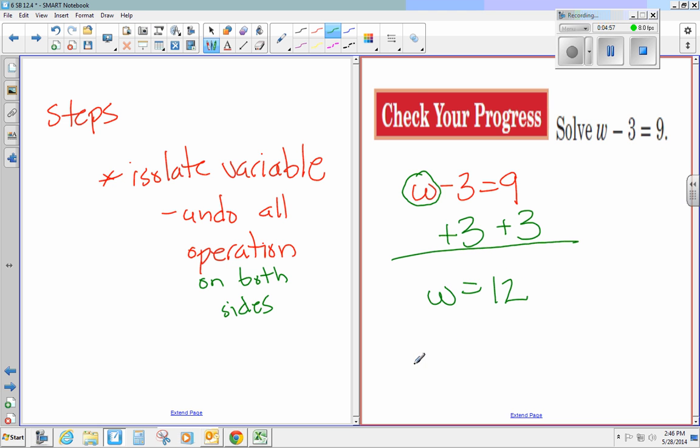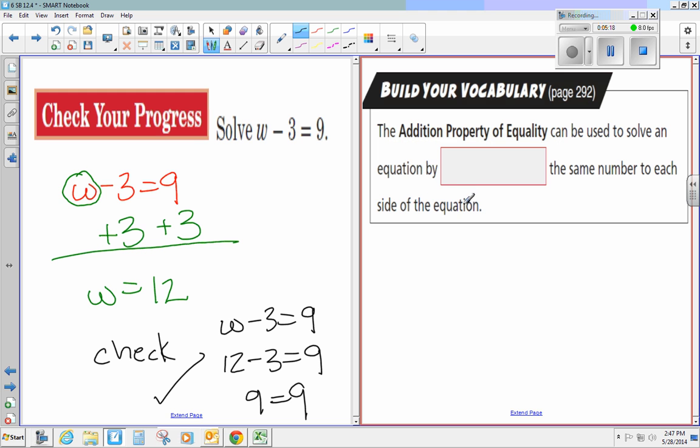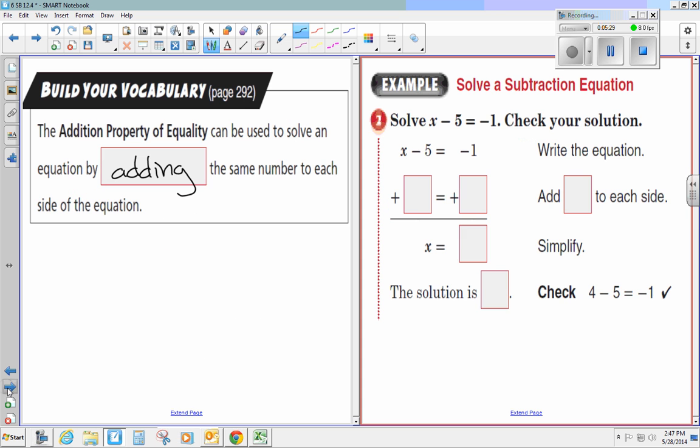And of course, you should always try to check to make sure you did it right. So check. W minus 3 equals 9. Well, we're saying W is 12. 9 equals 9. It works. Addition property of equality can be used to solve an equation by adding the same number to each side of the equation. This is what we're talking about, inverse operations.